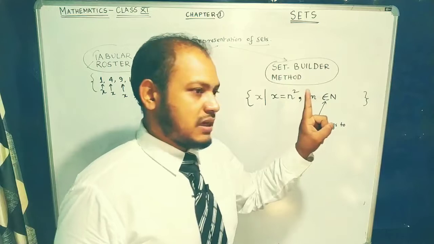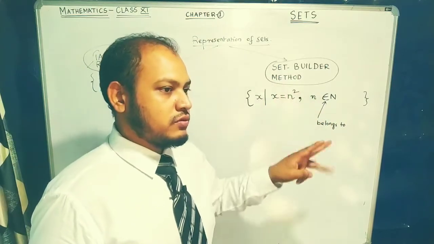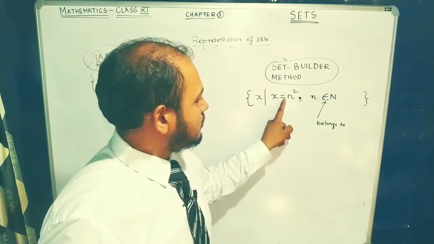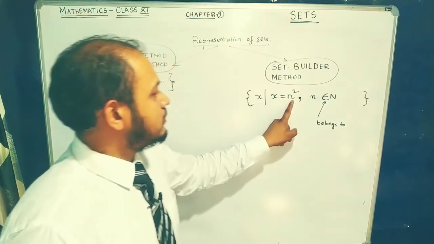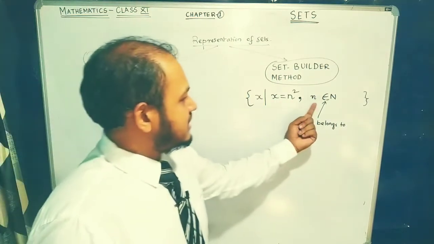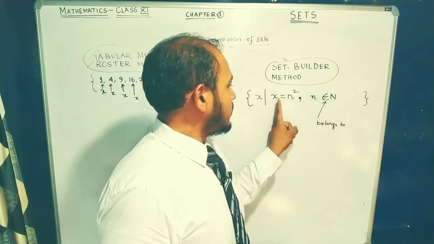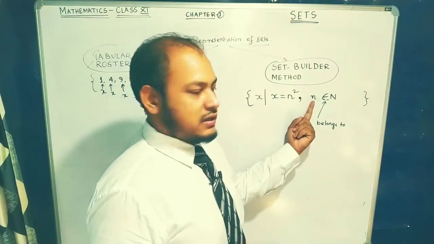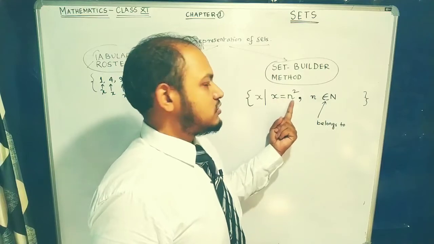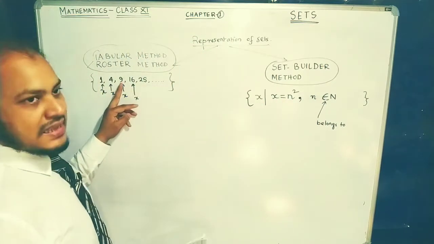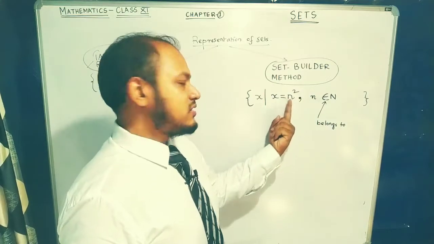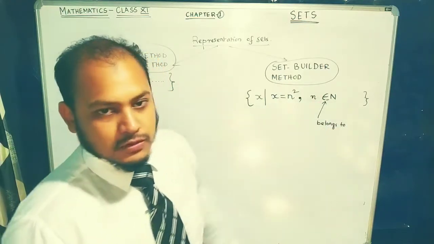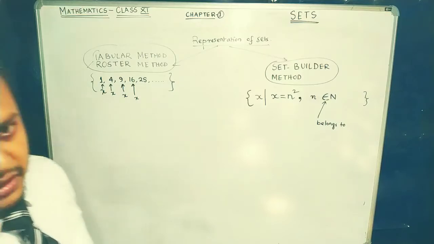So n, the first time, will become 1, the second time 2, the third time 3, the fourth time 4. When n becomes 1, x is equal to 1 squared, which is 1. In the next instance n becomes 2, so x equals 2 squared, which is 4. In the third instance, n is equal to 3, so x equals 3 squared, which is 9. Similarly, when n is equal to 4, 4 squared is 16. When n is equal to 5, 5 squared is 25, like this. So this is the set builder method form of representation.